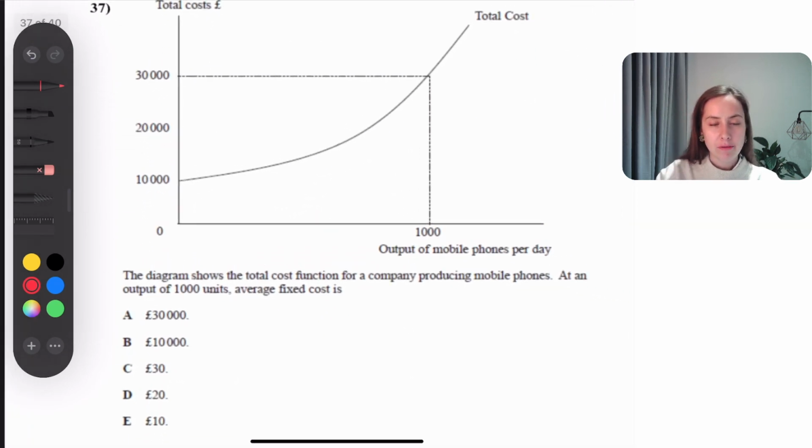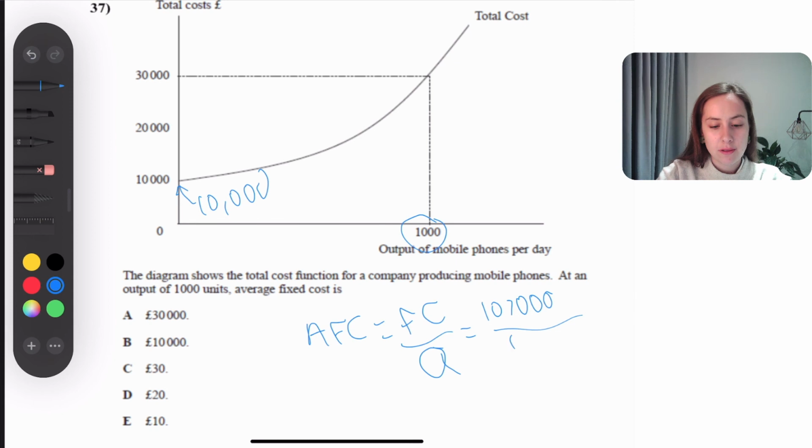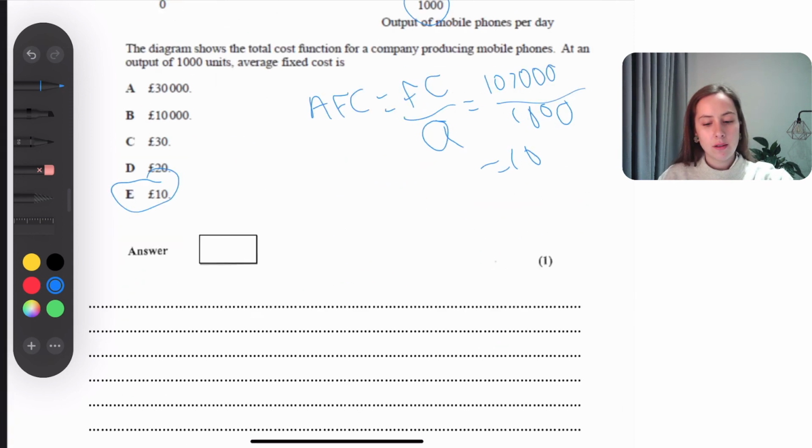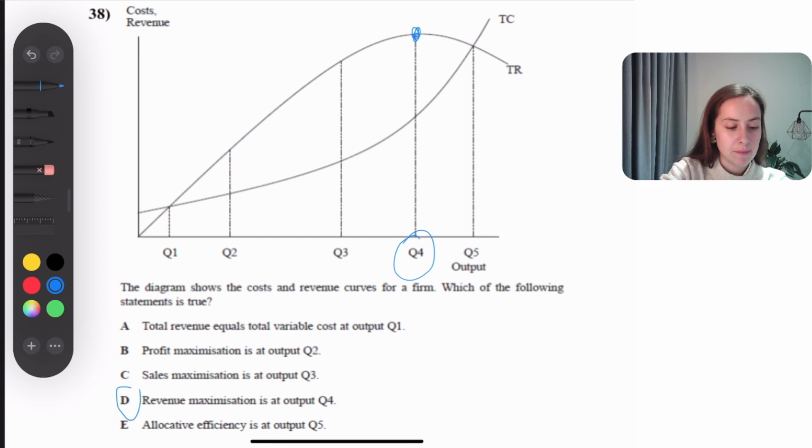Okay, we need to work out average fixed costs. Now we know how to do it. So average fixed costs over quantity. To find your fixed costs, look at quantity 0, and here they are 10,000. So 10,000, output is 1,000, and then you will get 10. Okay, revenue maximization is at 4, yeah, because the revenue curve is the highest it can be.